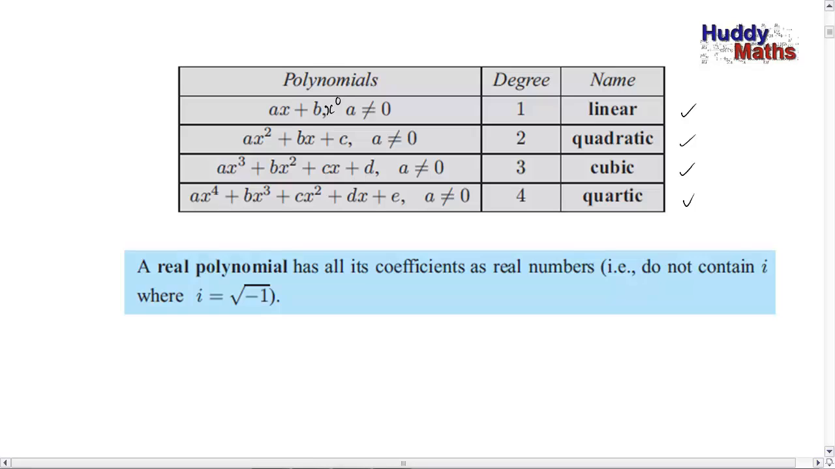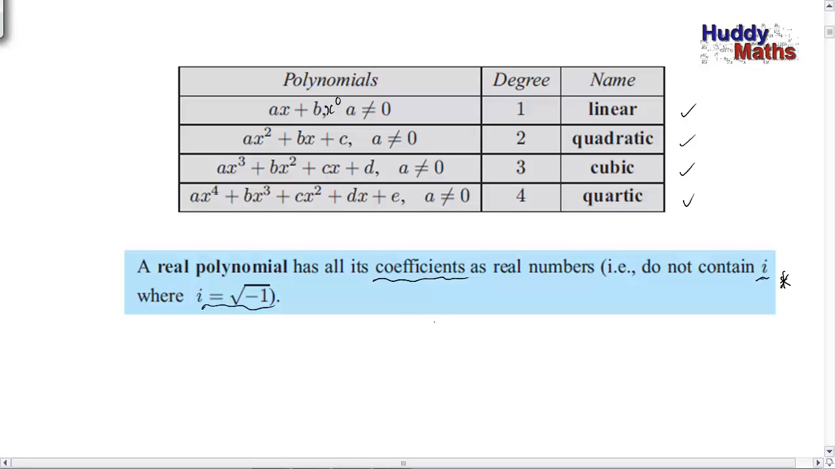And so here we are. We're going to be, in this course, talking about real polynomials only. So in other words, the coefficients of the various powers of the variable are themselves real numbers. They don't contain i. Okay, where you can't have a complex coefficient.